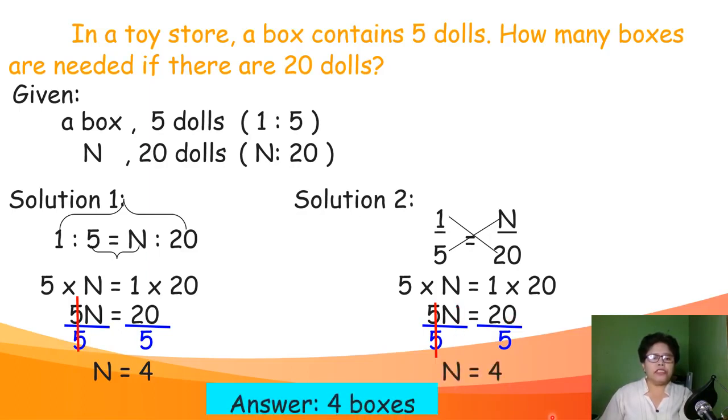So, sagot natin is, yan, 4 boxes. At saka tama naman, di ba? Kasi, kung isang box, 5 dolls, edi, bilangin mo na lang. 5, 10, 15, 20. So, meron kang 4 boxes. At tama yung sagot natin. Diba? Kaya lang, okay, hindi sa lahat ng panahon ay pwede mong bilangin lang sa kamay. Kaya dapat matuto rin paano gawin ang computation gamit ang proportion in column form or proportion in fraction form. Right?